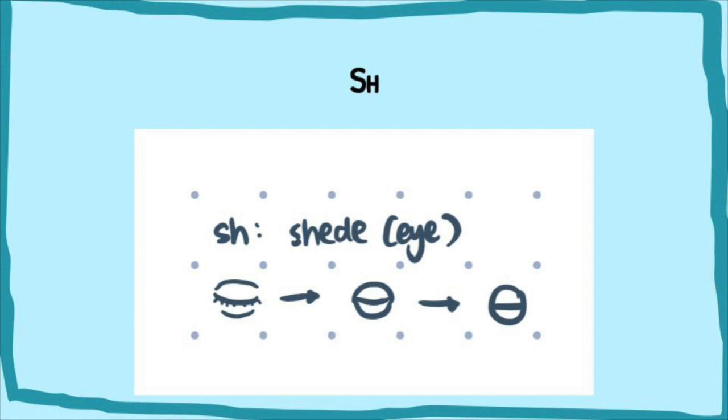Hla. This letter comes from the word hlada, meaning eye. It evolved from the drawing of a closed eye. The letter is written in two strokes, first the circle, then the line. Its name is hlash.